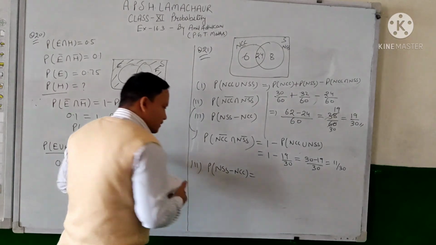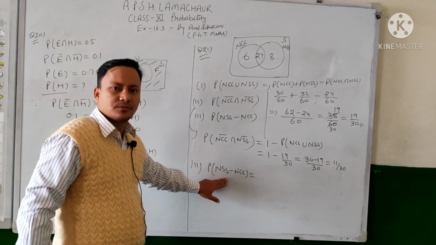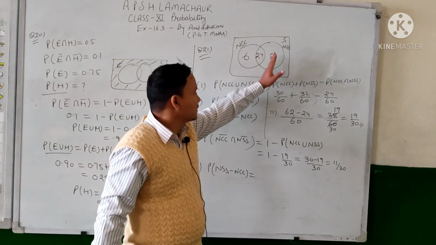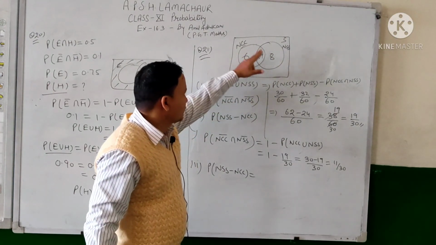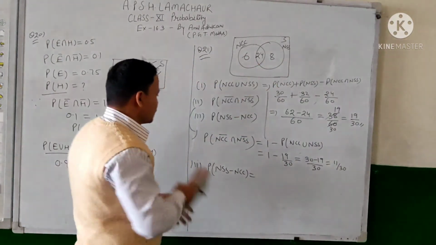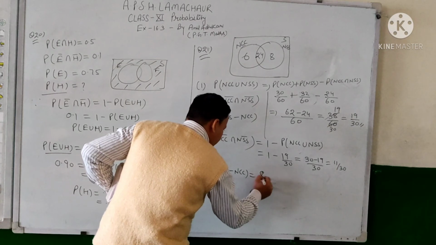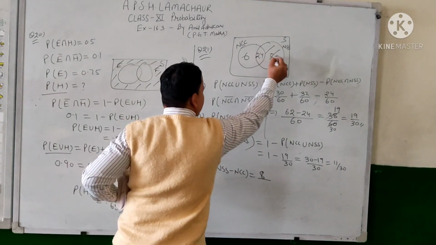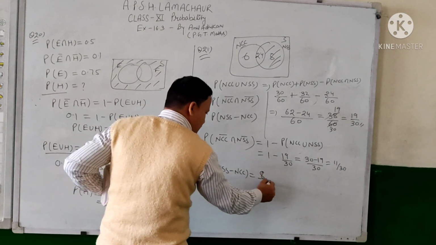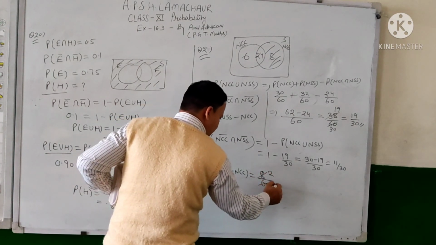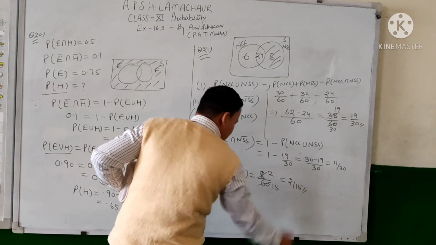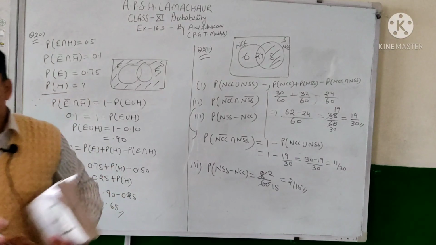So subtract the NSS and NCC intersection part from the NSS portion. तो NSS वाला पोर्शन ये है, इसमें से NCC वाला पोर्शन हटा दीजिए, तो केवल कितने बच रहे हैं? 8. सो दिस विल बी 8 अपॉन टोटल. केवल NSS वाले 8 हैं, तो 8 अपॉन टोटल कितने? 60. So 4 upon 30, that is 2 upon 15 will be the required probability. Okay. So pause the video and take the screenshot.